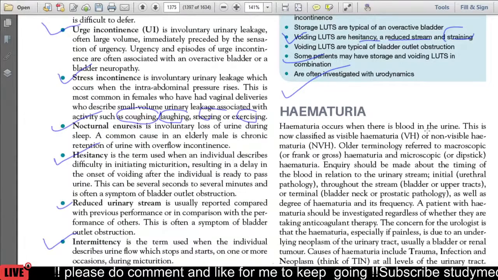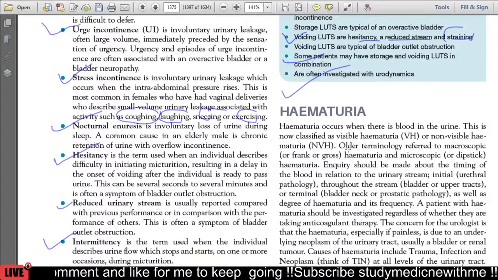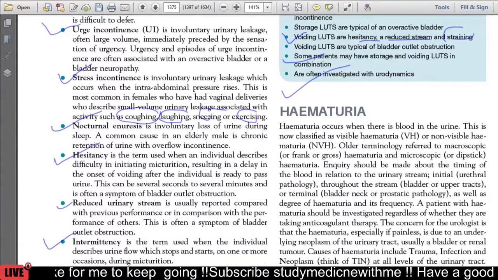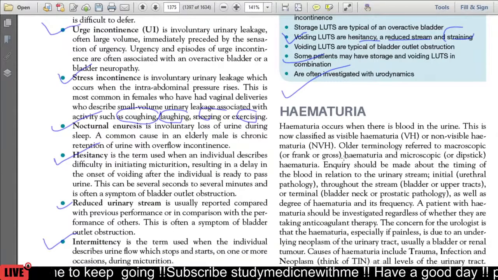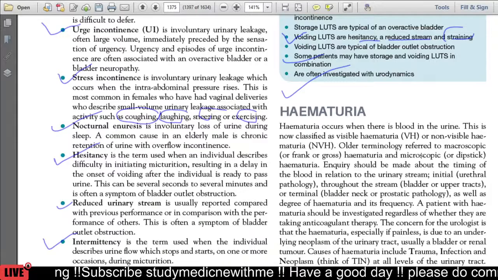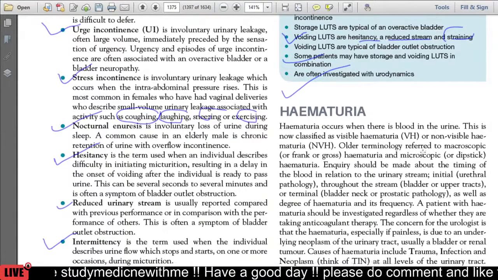Hematuria occurs when there is blood in the urine. This occurs with visible hematuria and non-visible hematuria. What we refer to as macroscopic, frank or gross hematuria, and microscopic. Always remember: visible and non-visible, but we also use the terms macroscopic and microscopic.